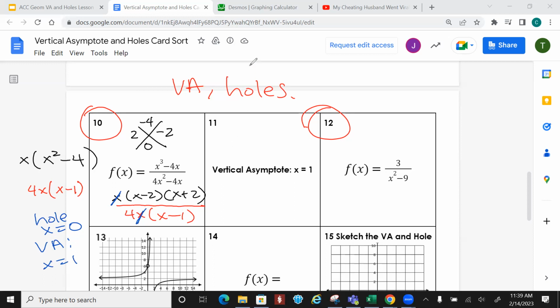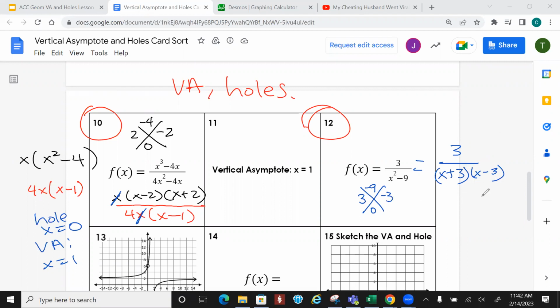I'll give you a second to look. On the denominator, okay, so can the numerator be factored? All right, so 3 is going to stay in the top. In the bottom, we are going to factor, okay? So a times c is negative 9 and b is 0. What two numbers will make that happen? 3 and negative 3. So that's going to give us x plus 3, x minus 3.